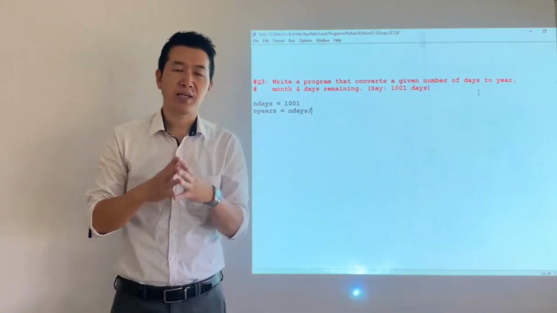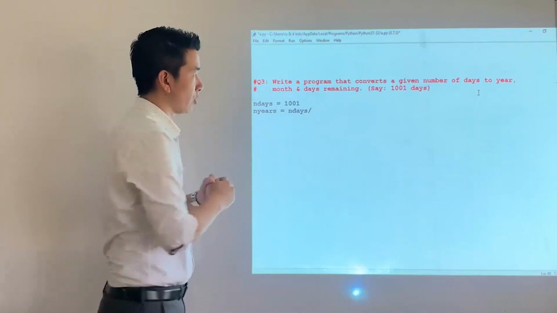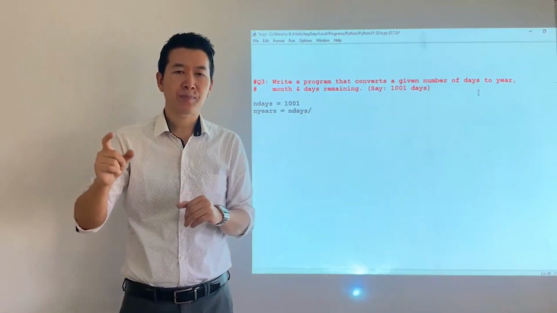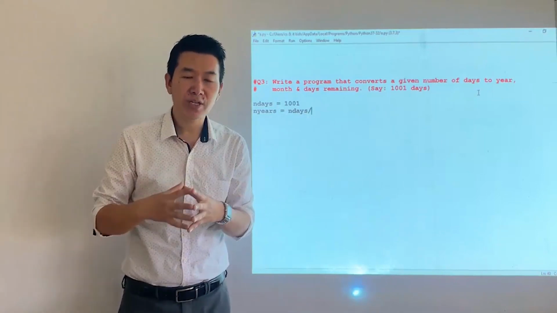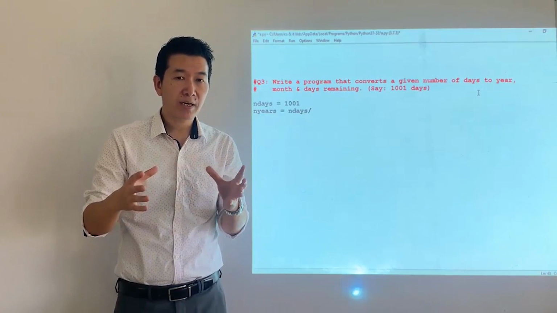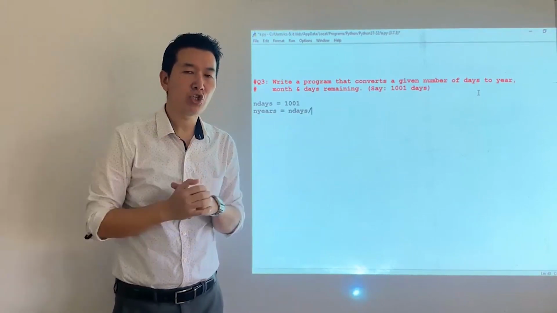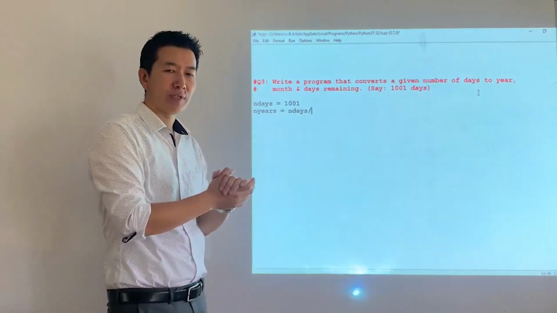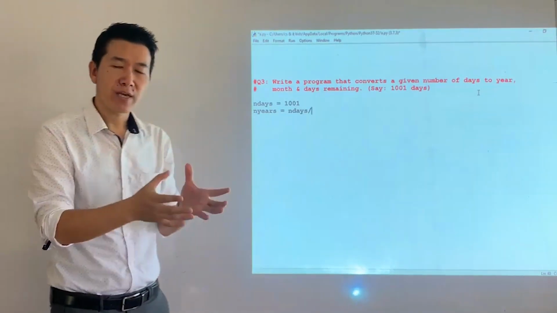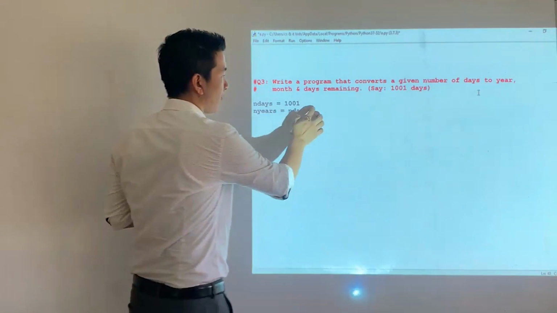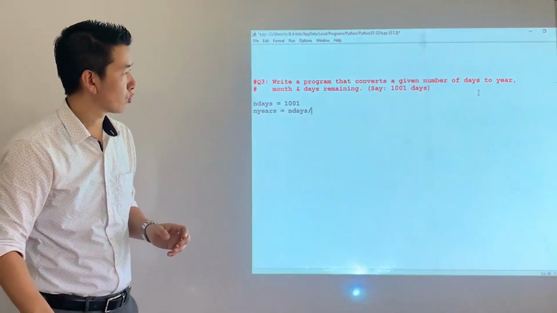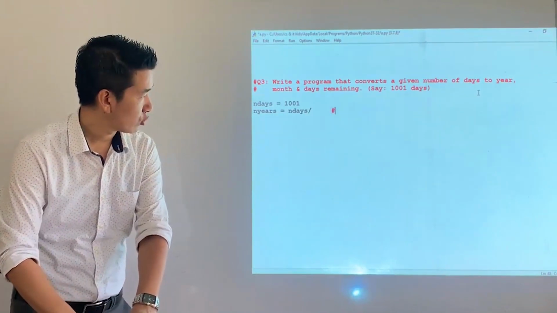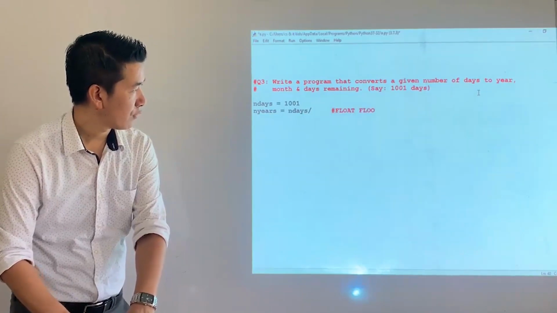But we have two division operators. This is the float division operator, F-L-O-A-T, which will give the answer in the form of a real number, or float values. But here we just would like to focus on the integer part. If the value is 2 point something, we just want the integral part of the number, and that will give us the number of years. So do not use the float division operator, rather you have to use the floor. When I say float or floor, I'm referring to this: this is float and this is floor.